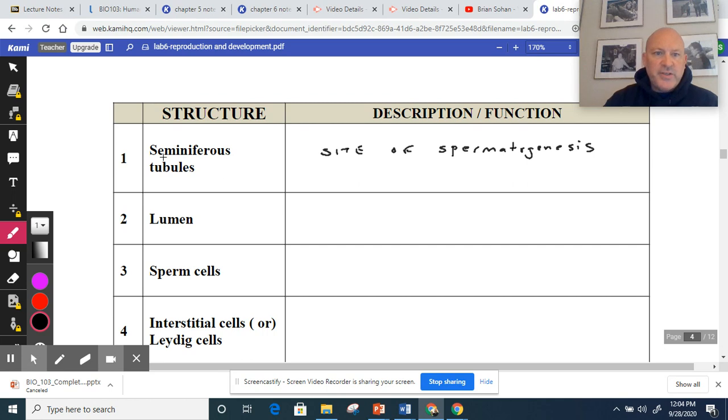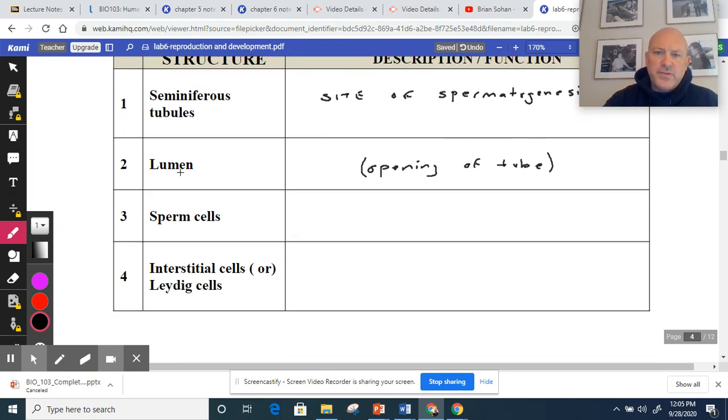Or sperm cell production. The opening of the tube is called the lumen, right? And this is where we find the sperm cells. The sperm cells, of course, are the male gametes. The interstitial cells are outside of the seminiferous tubules, and these are the specialized cells that produce testosterone.